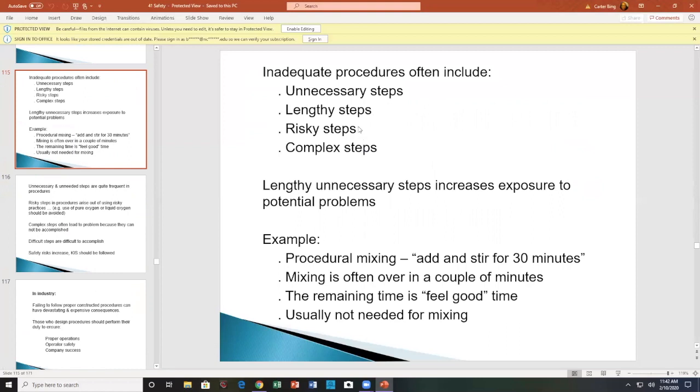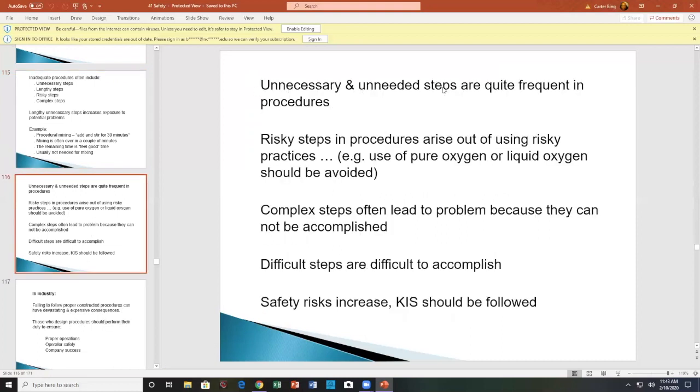What happens is you let the operator have more responsibility here, and lengthy unnecessary steps increase exposure to potential problems. Example of an unnecessary step: add and stir for 30 minutes. Actually, things mix off and over in a couple of minutes. The remaining time, which may be 25 minutes, is feel-good time, not needed. Unnecessary, unneeded steps are quite frequent in procedures. Risky steps and procedures arise out of using risky practices.